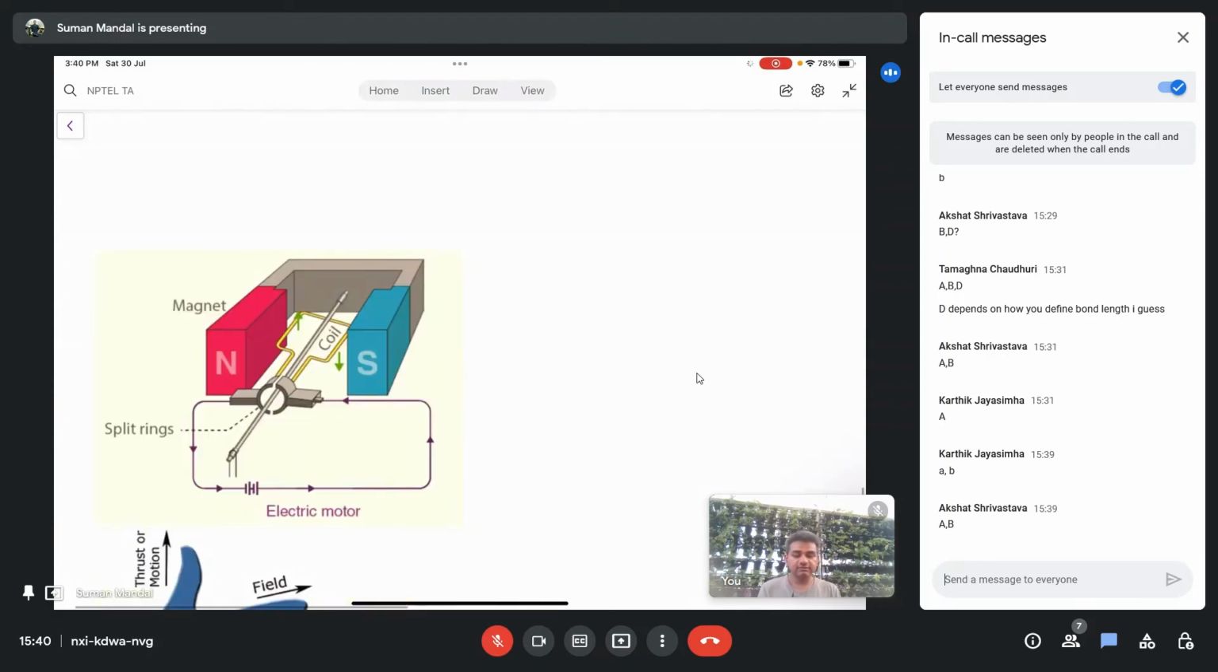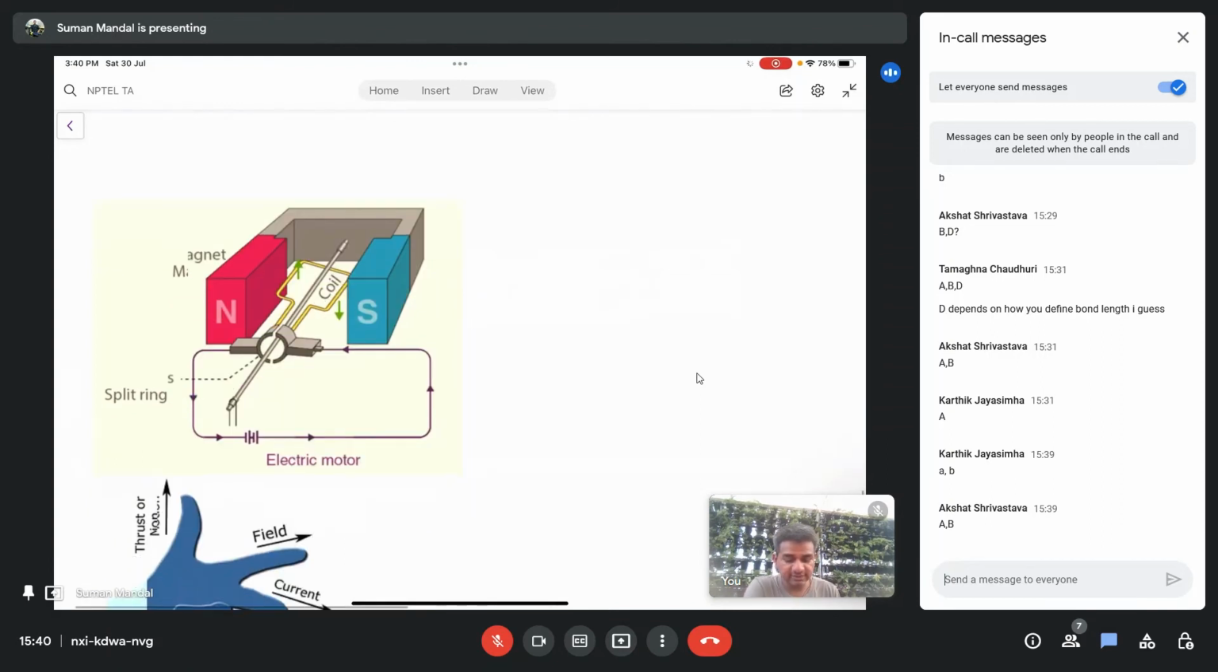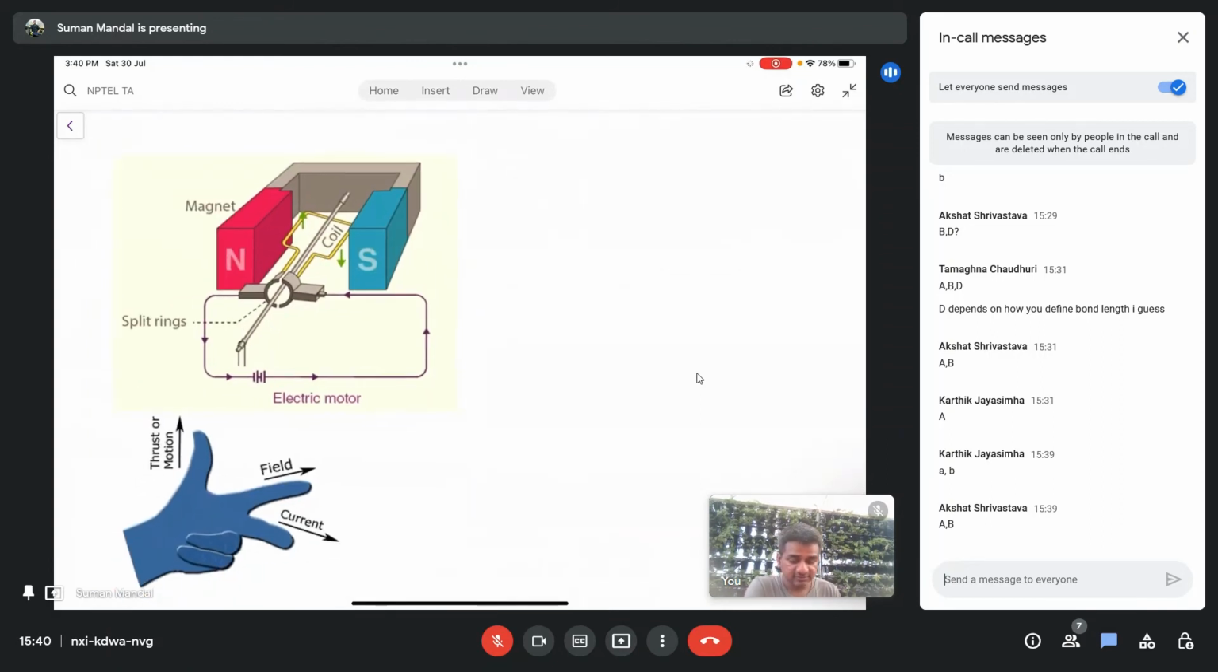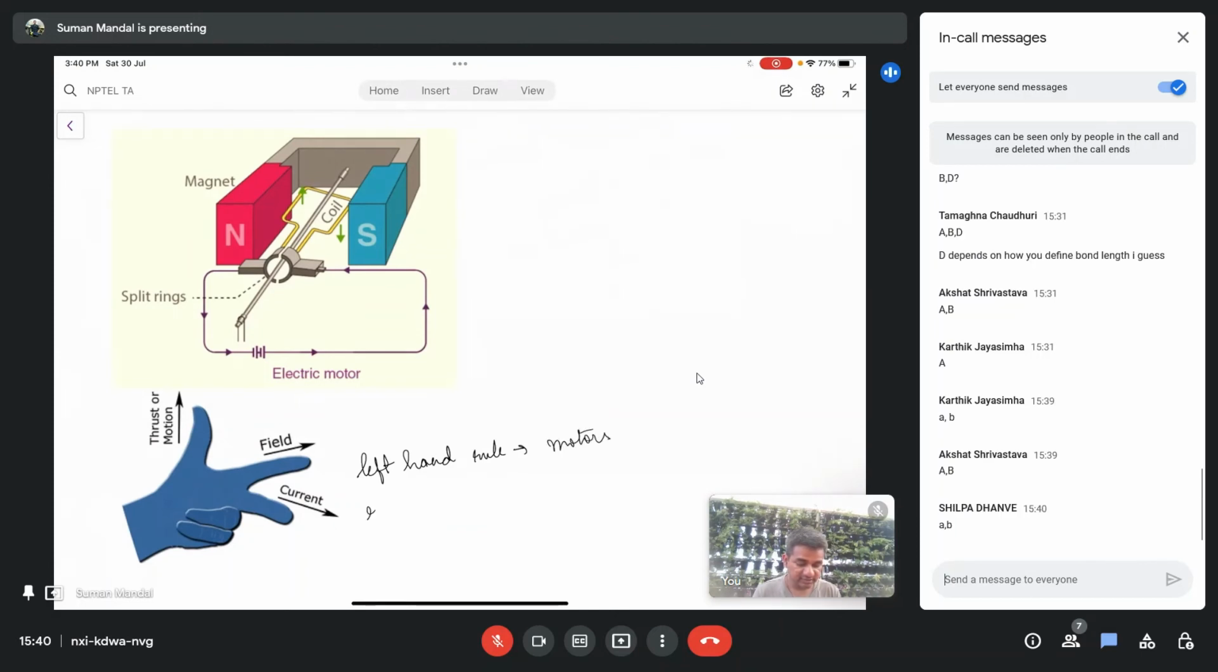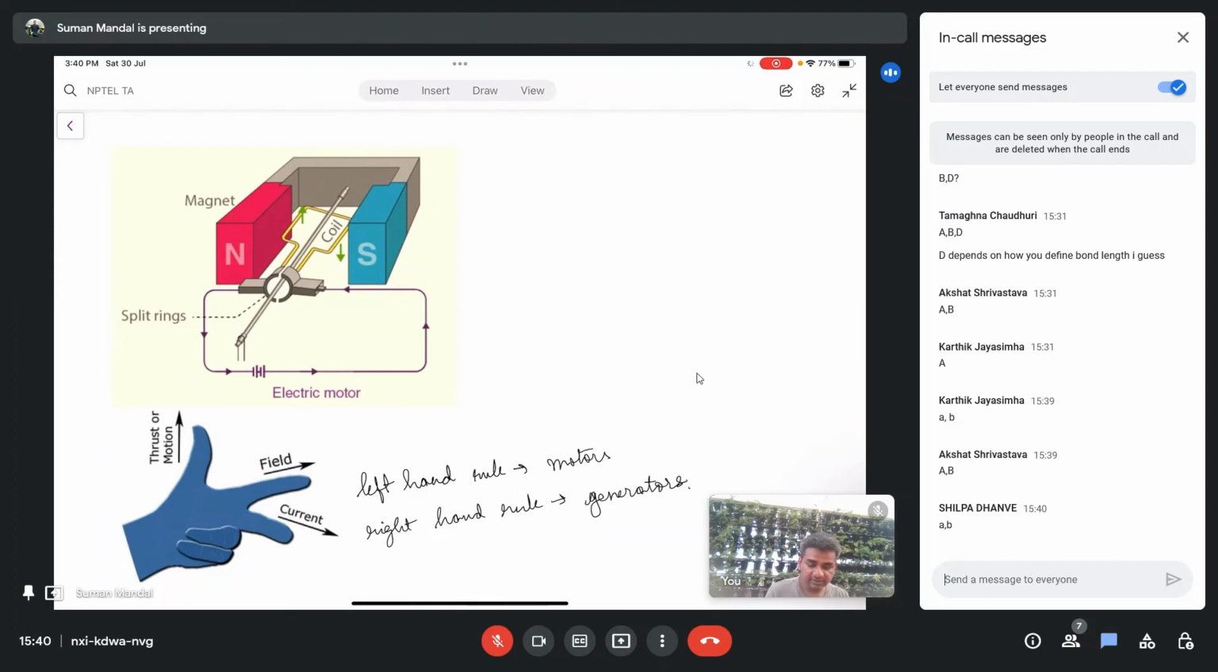So when we were in school, you must have learnt about it, right? Motors and generators. We have Fleming's left hand rule for the motors, and the right hand rule for the generators. So what is a fan? A fan is a motor.